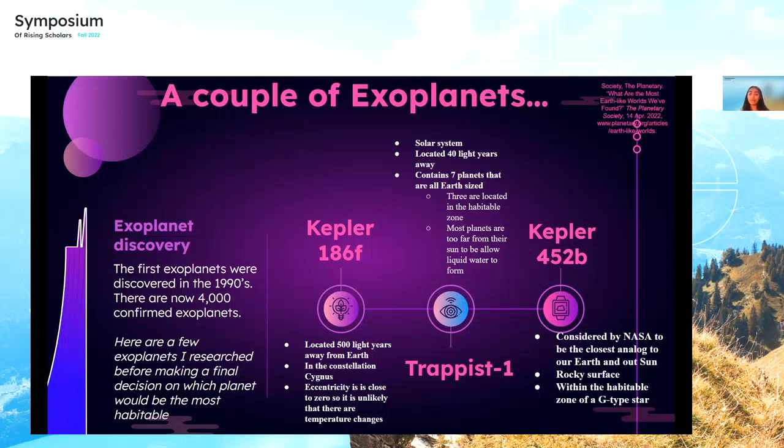In the end, I went with Kepler 452b because it's considered by NASA to be the closest analog to our Earth and our sun. It has a rocky surface, and it's within the habitable zone of a G-type star, which is the same type of star that we have, our sun.